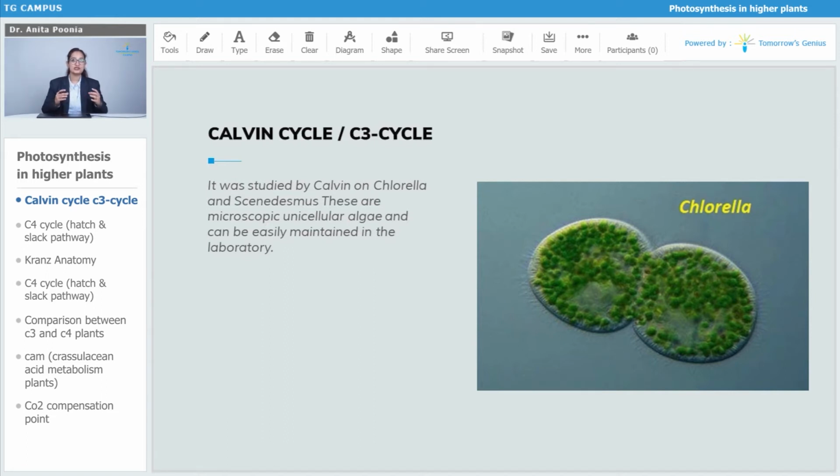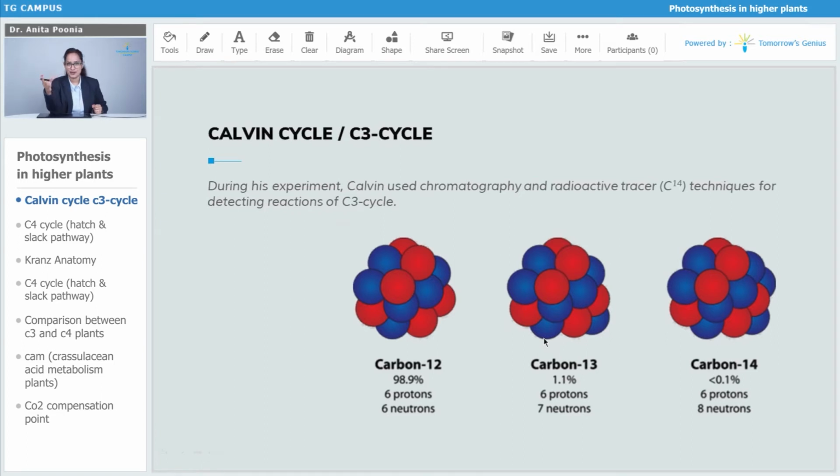These are microscopic unicellular algae, and they can be easily maintained in the laboratory. During this experiment, Calvin used the chromatography technique and a radioactive tracer. He used a carbon isotope, the C14 technique, for detecting the reactions of the C3 cycle. He had 3 isotopes of carbon: C12, C13, C14. Here 6 protons, 6 neutrons; 6 protons, 7 neutrons; 6 protons, 8 neutrons. That makes 12, 13, 14 respectively.